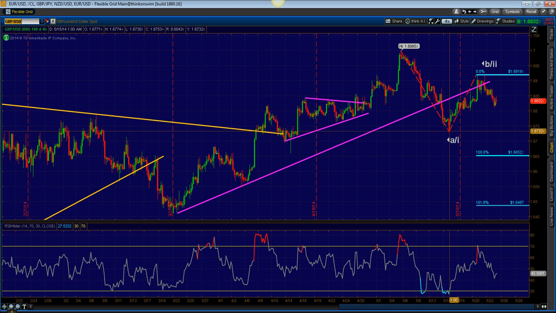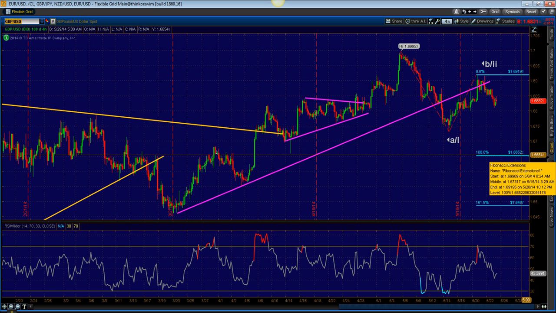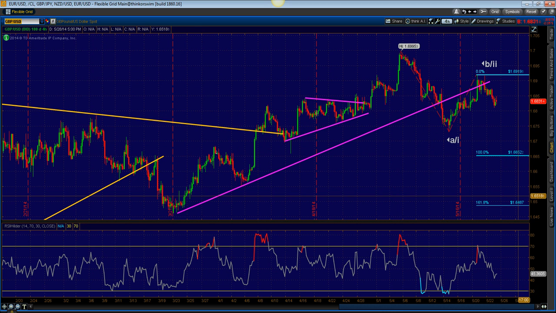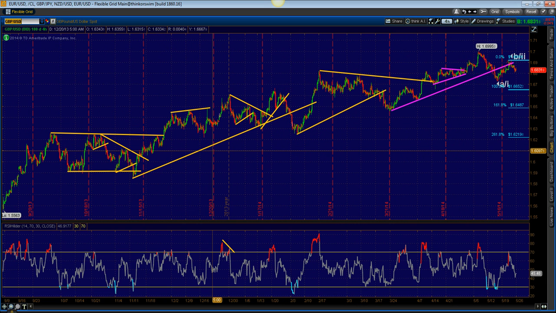This is either an A, B, or a 1-2, as you can see. And looking for the ideal C wave, third wave will likely come down around the 100% Fibonacci extension, or it could really extend further to the 161.8% fib. So let's watch how this pair develops on the 4-hour time frame.